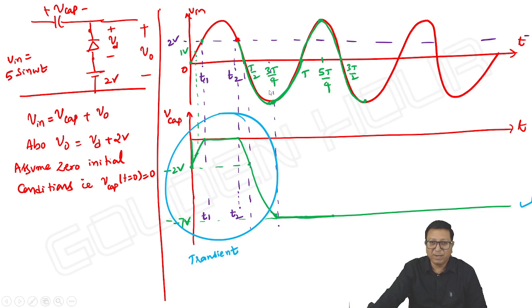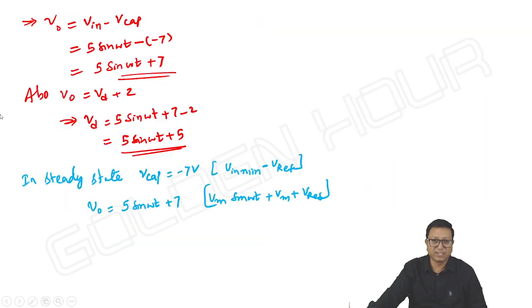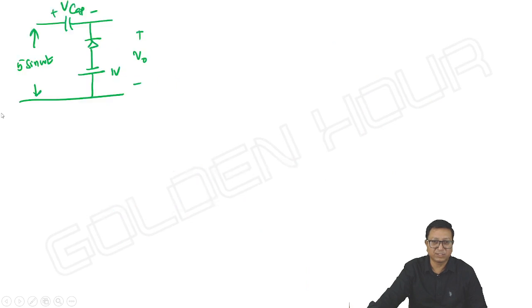And up to what level? Minus 1 to minus 5. If input goes above minus 1 volt, the diode cannot conduct. Input should be less than minus 1, less than V reference, that's it. And to what level will it go? It means V input minimum minus V reference. So to that level, the capacitor will be charging.